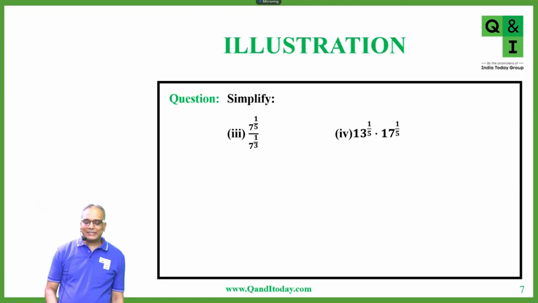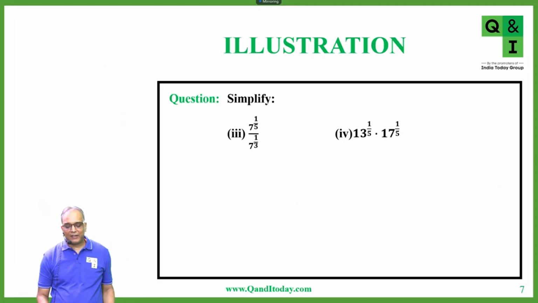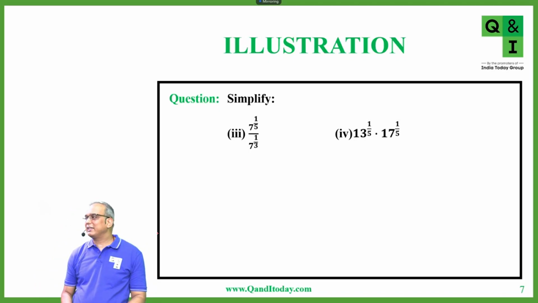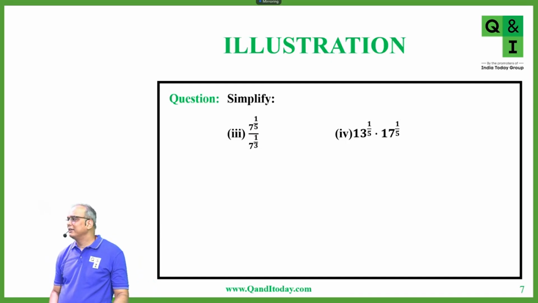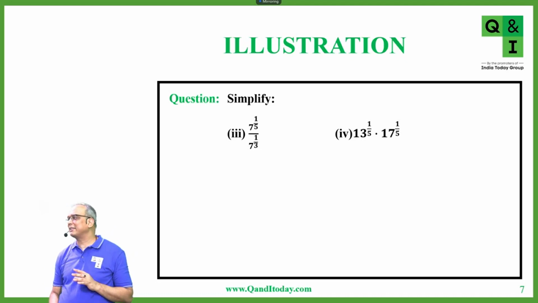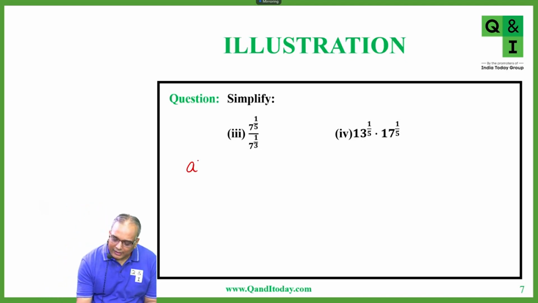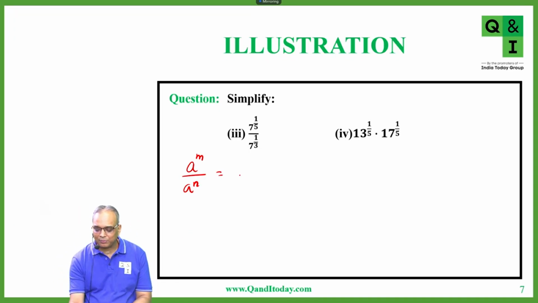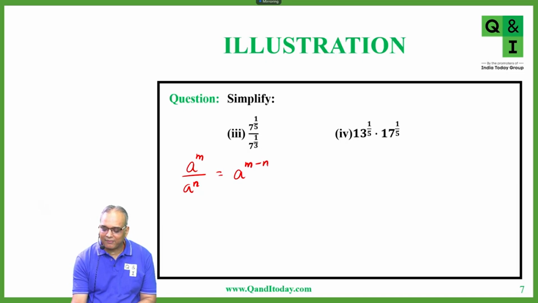So this third example is 7 raised to the power 1 by 5 divided by 7 raised to the power 1 by 3. So what formula are we going to use here? Division formula, right? So in the division formula, what we do? The powers get subtracted. When the base is same, the powers get subtracted. So a to the power m divided by a to the power n, the base being the same, and when you are dividing two exponents, this will be a to the power m minus n. Is it clear?